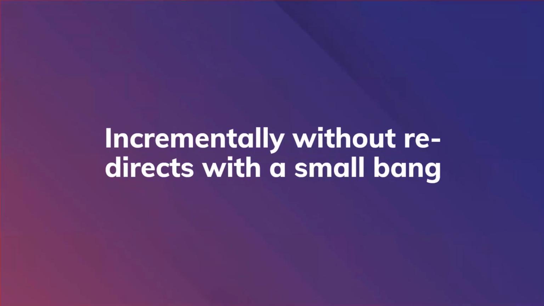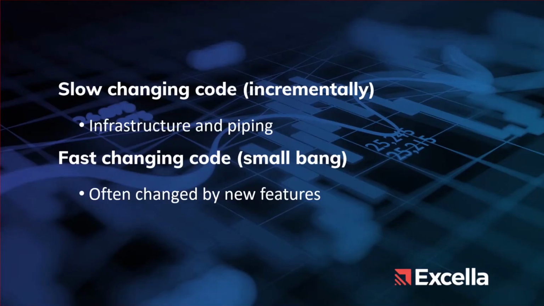But basically, if you look into the strategy of incrementally without redirects with a small bang, what that really means is that we have to think about our code in two different buckets. And when I say our code here, I mean our web app code. So our web app is made up of two different parts, right? It's made up of slow changing code, and then it's made up of fast changing code. And the slow changing code are things that you never change really, or change very rarely. And that's your infrastructure and piping stuff. And then you have other stuff like the controllers that change very frequently.